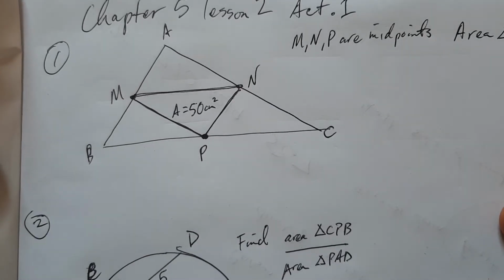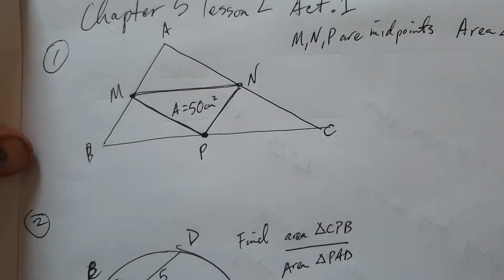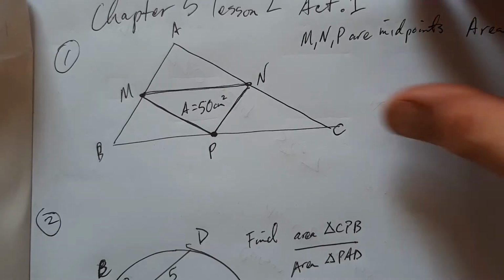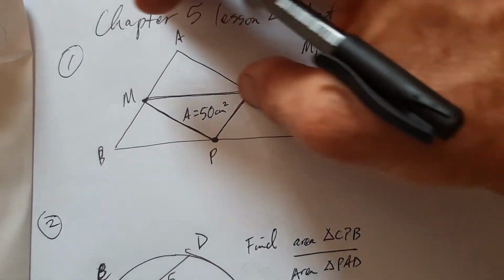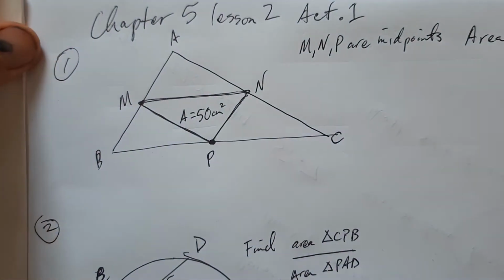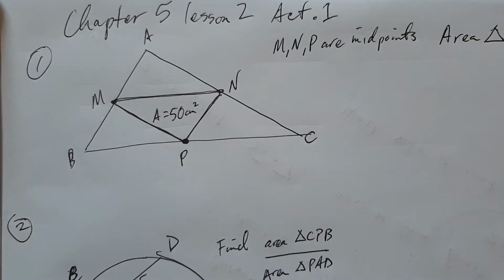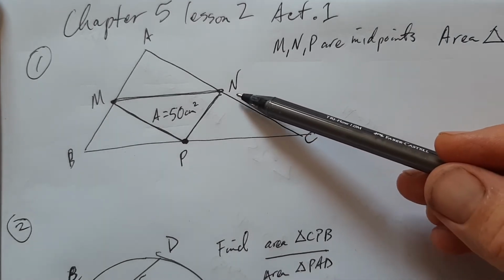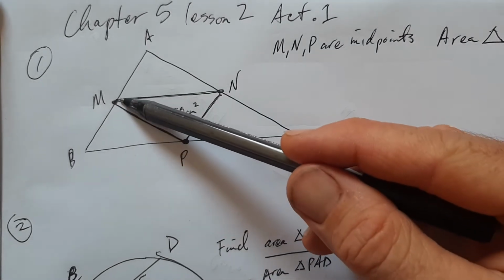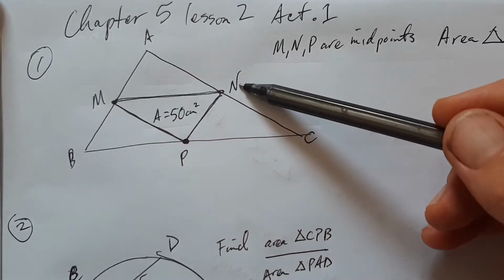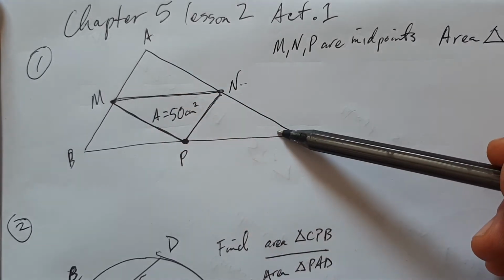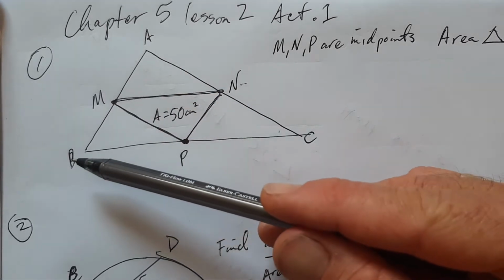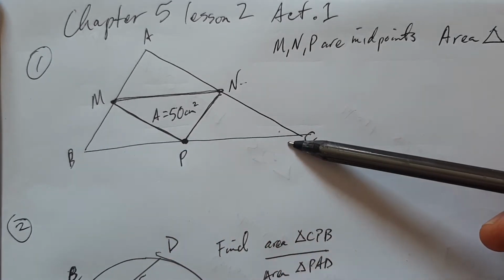All right, chapter 5, lesson 2, activity 1. Scoot that down a little bit. All right, so it just has this triangle here. Your book is not starting out with any proofs of anything, but M is the midpoint of AB, N is the midpoint of AC, P is the midpoint of BC.